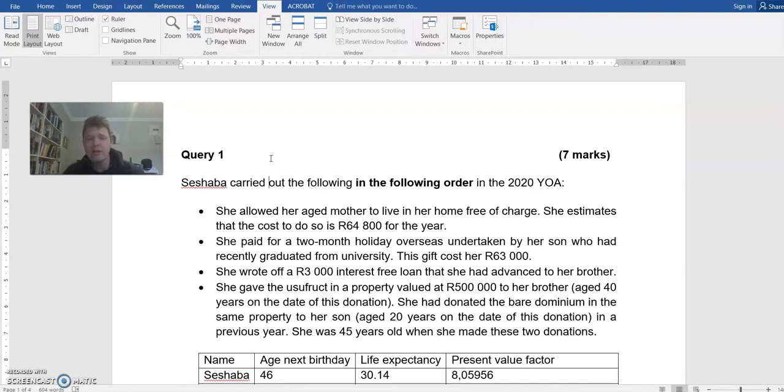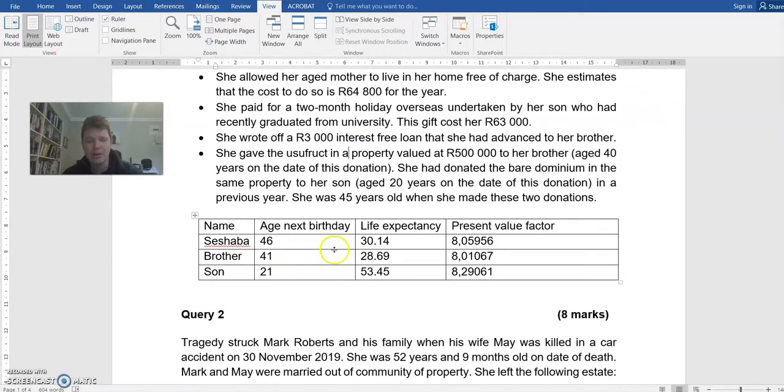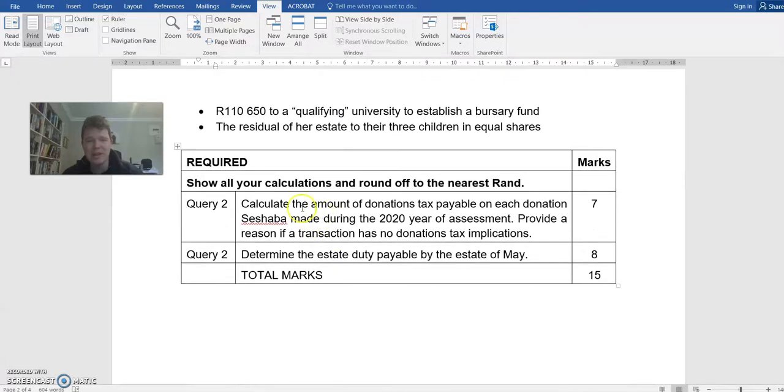So this is just a very, very short example question just to show you what the basics will look like for each of these. The information that you're given is you're told Sashaba did the following in order in the 2020 year of assessment. She allowed her mother to live in her home free of charge, and you're given the cost of that per year. Paid for an overseas holiday for the son. Wrote off an interest-free loan, gave the usufruct in a property to her brother. You're given a table. When you get to the end, it says, please calculate the amount of donations tax payable on each donation during the year and give a reason if a transaction has no donations tax.